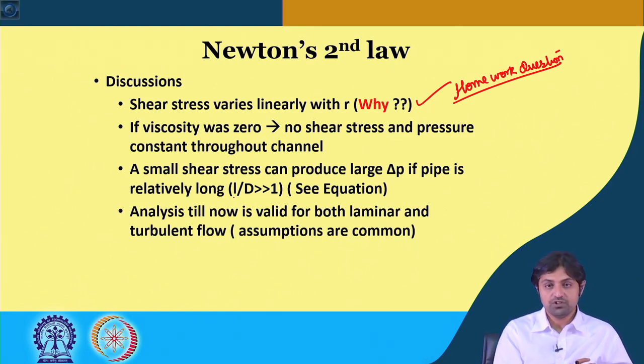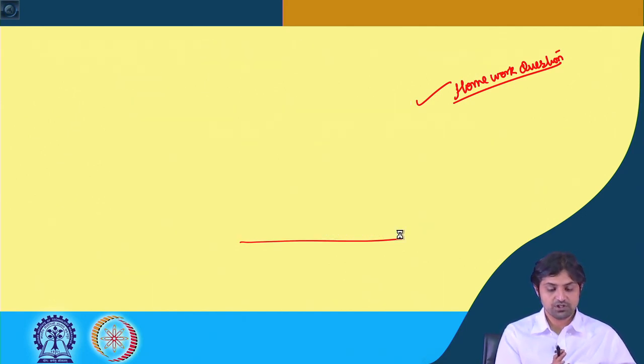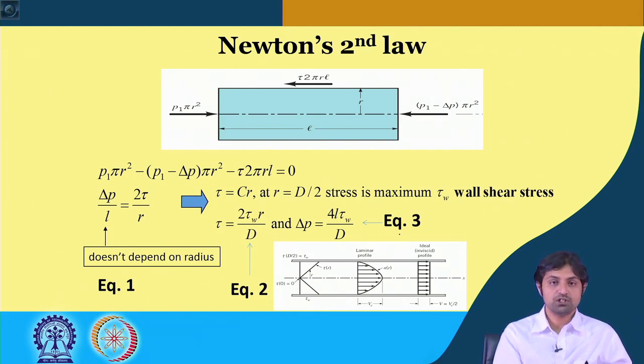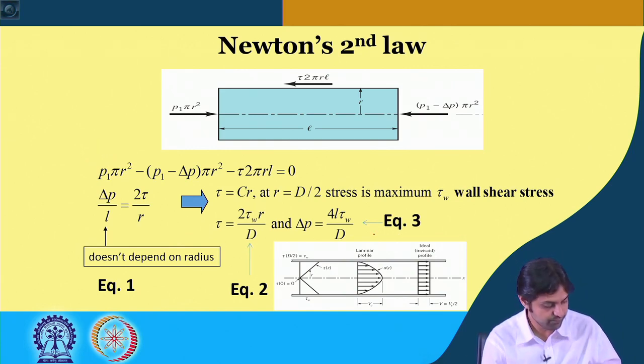So, until now the analysis we have done is valid for both laminar and turbulent flow. At no point in time have we assumed that the flow is laminar. Okay. So, the assumptions for both laminar and turbulent flow are the same. So, all the equations, equation number 1, equation number 2 and equation number 3, are valid for both laminar and turbulent flow.